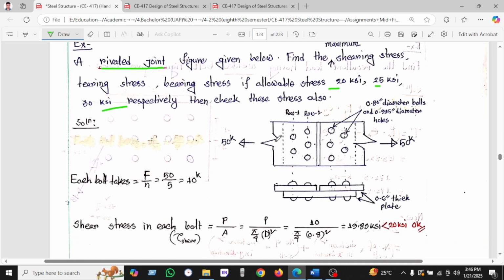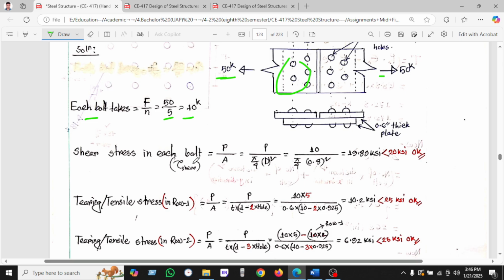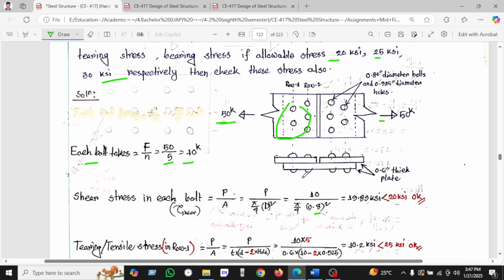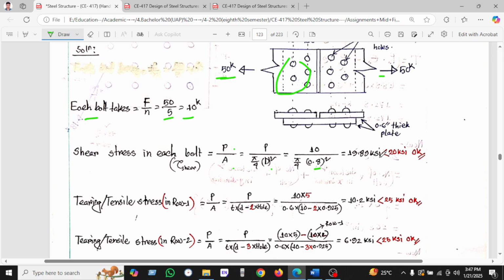Check here. So 50 is given here. Each bolt takes 50, and 5 bolts are given, that's why we divide by 5, and 50 is kept per bolt. Shear in each bolt is P by A, where P is given and D is given as 0.80, our diameter of the bolt hole, and we found 19.09, which is less than 20. So okay.